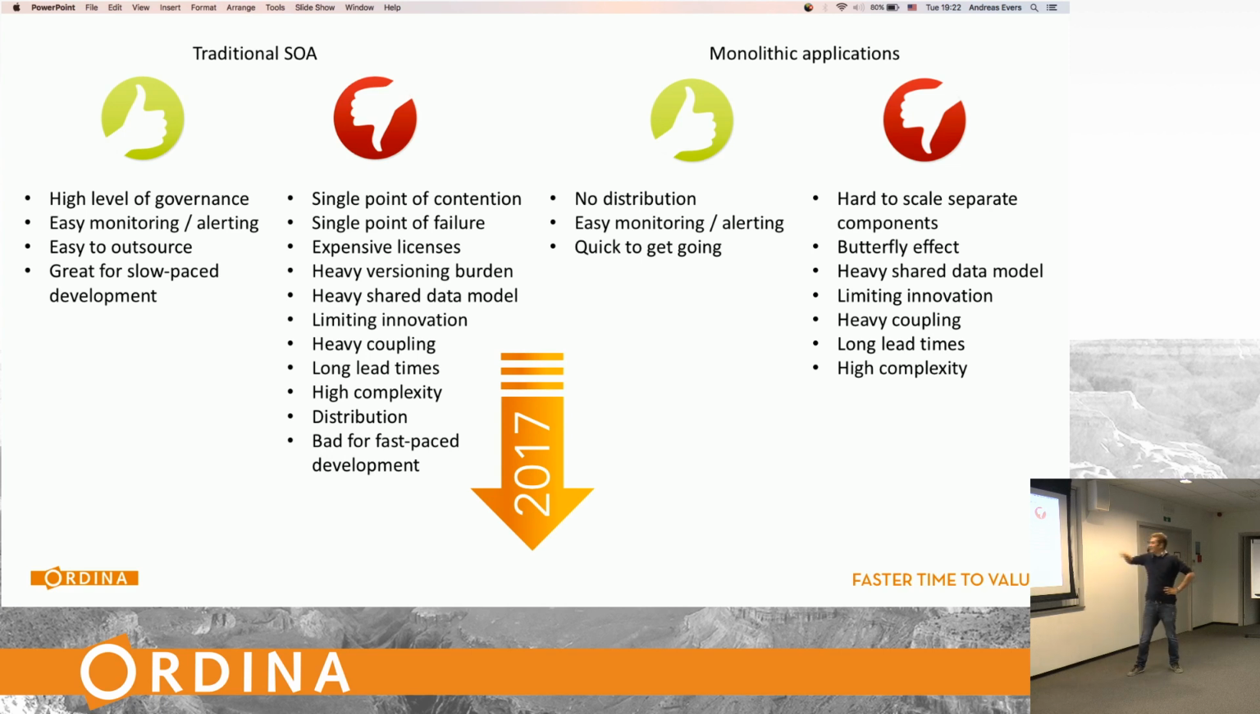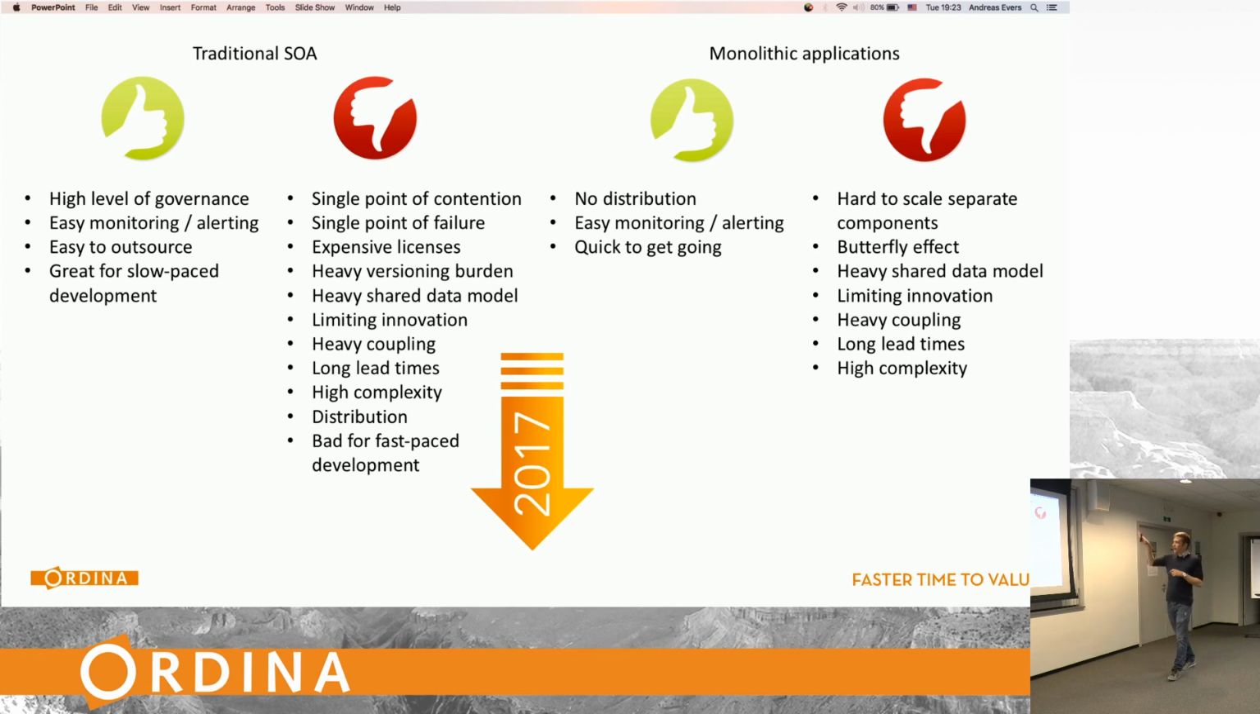The heavy shared data model. Everything's together, it's tight, so it's difficult to understand and comprehend. It's also limiting innovation. If you want to introduce a new framework, maybe a new language, you have to rewrite everything, right? That's kind of difficult. And heavy coupling, obviously, due to the heavy shared data model as well. Long lead times, same as traditional SOA, and high complexity. So this is the kind of situation we are in now, 2017, while we are ignoring microservices.